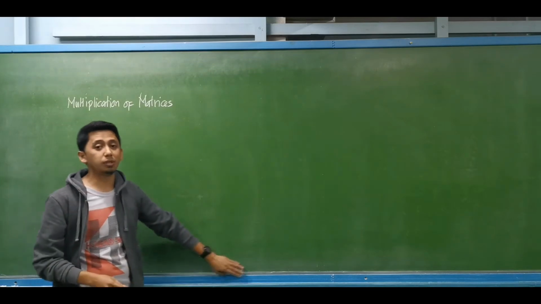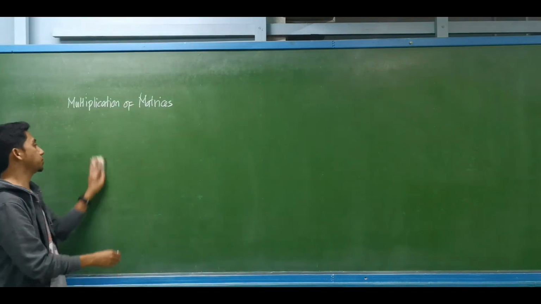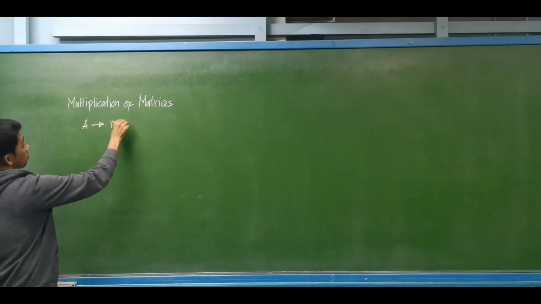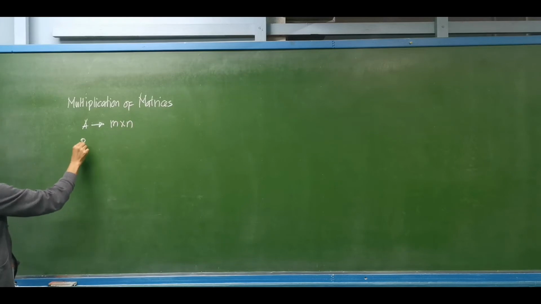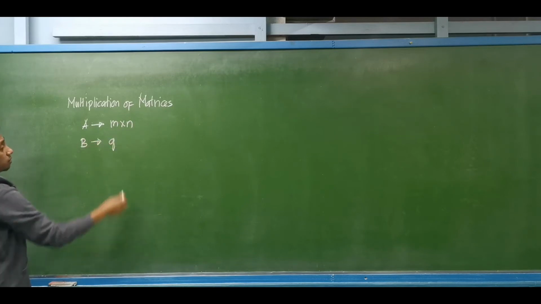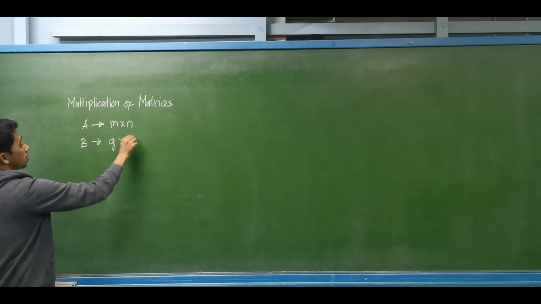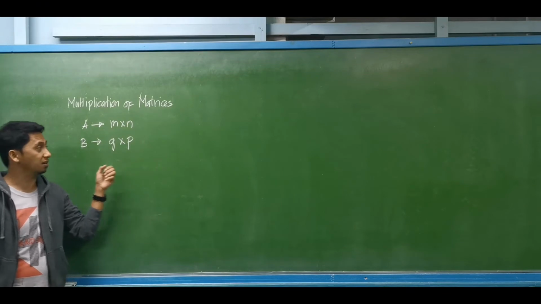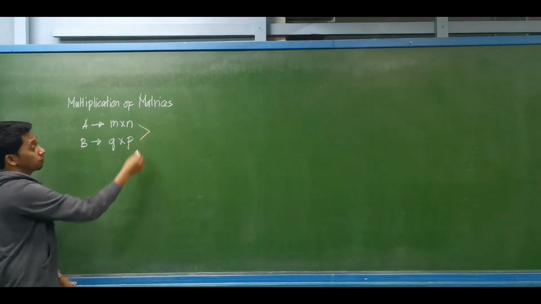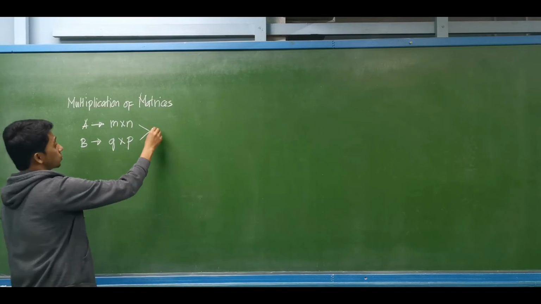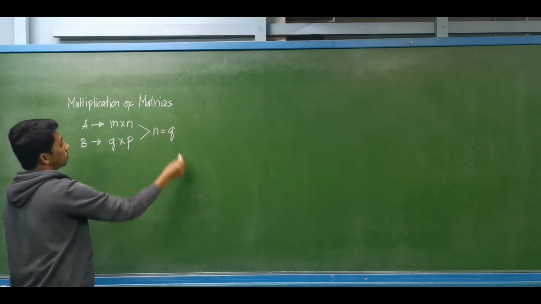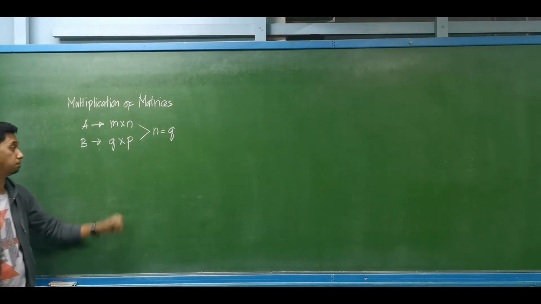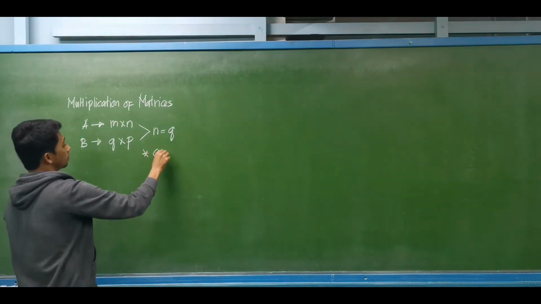Okay, we proceed to multiplication of matrices. For example, we have matrix A, and the dimension of matrix A is m by n, and matrix B with the dimension, let's say, Q number of rows by P number of columns. It is only possible to multiply matrix A and matrix B if they are conformable. So conformable, let's say n is equal to Q. The number of columns of matrix A is equal to the number of rows of matrix B, for them to be conformable.